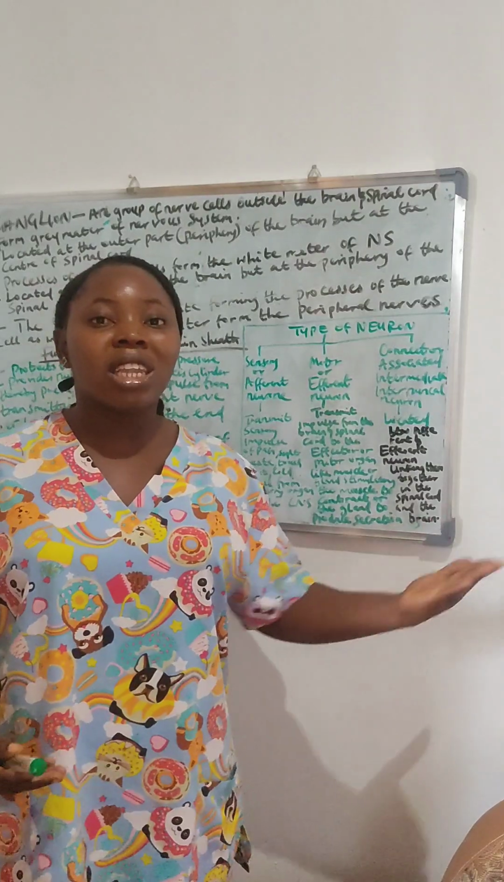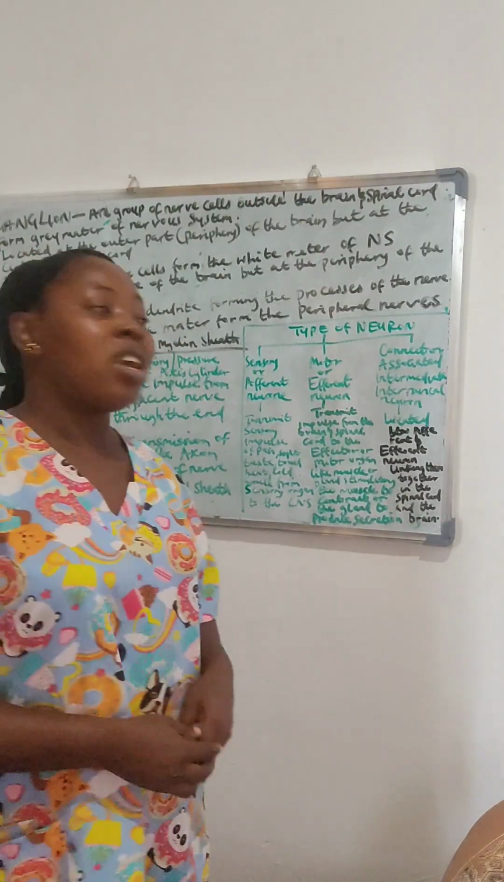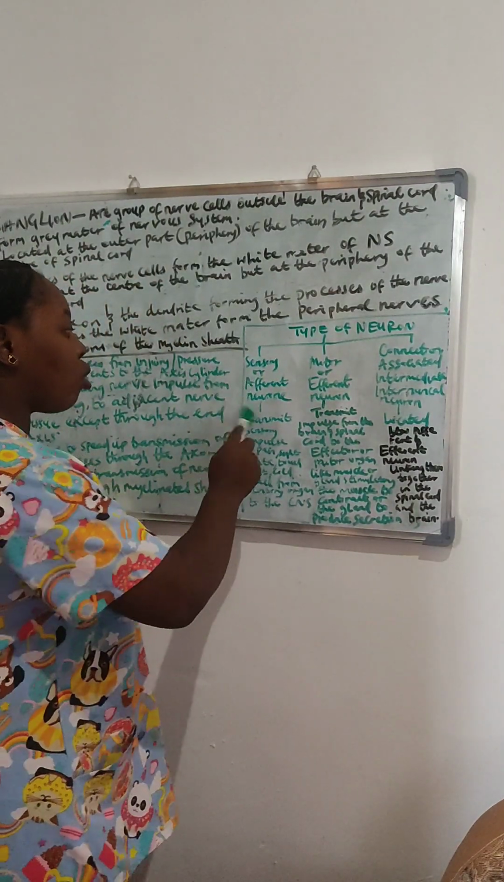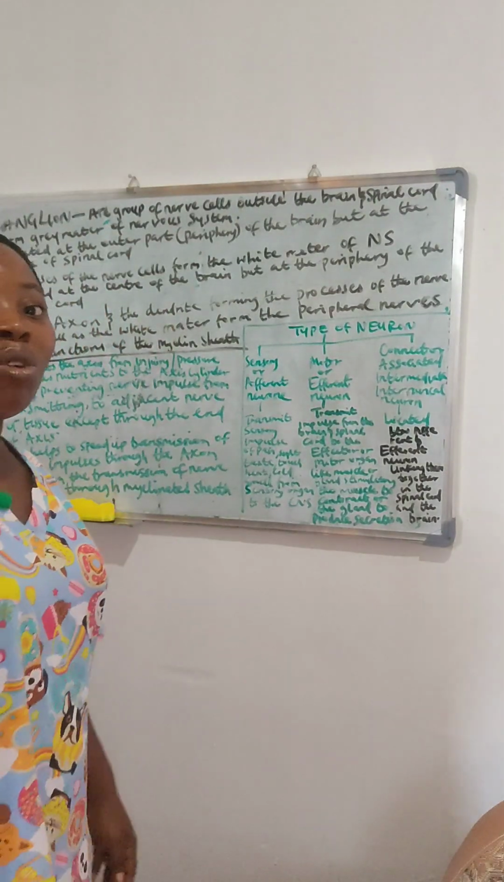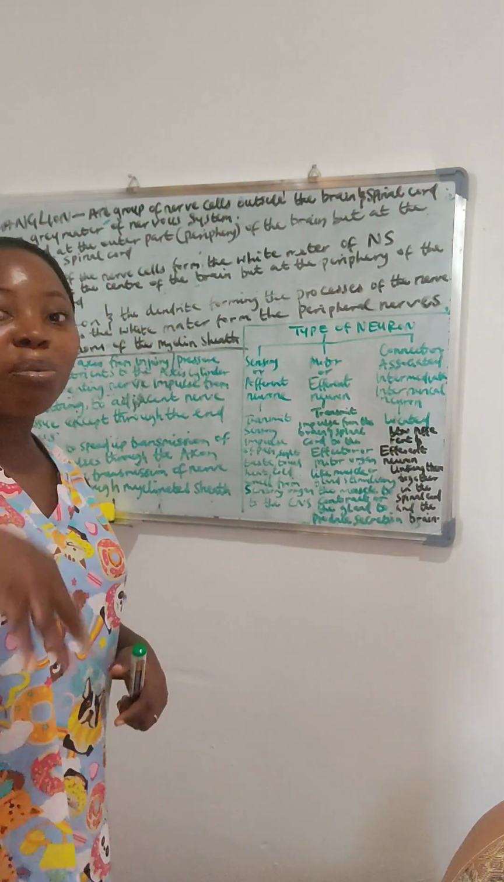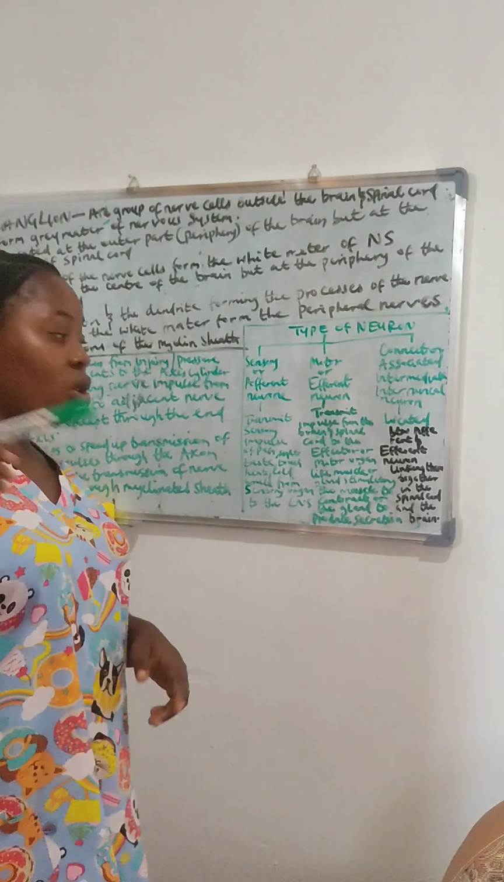So if someone is cooking a very delicious jollof rice, it is the sensory or afferent neuron that will carry it and take it to the central nervous system, which is the brain, to interpret it. You now perceive it. You get?